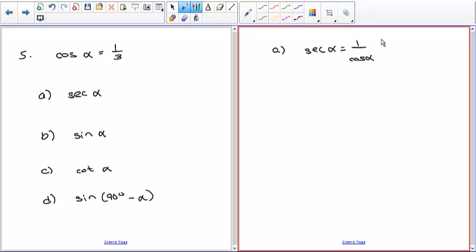So that's one of the trig identities. It's called the reciprocal identity. So we get 1 over 1/3, which is 1 times 3 over 1. So we take this, multiply by the reciprocal. So we get 3. So that's the secant of alpha. Okay. B, what is the sine of alpha?